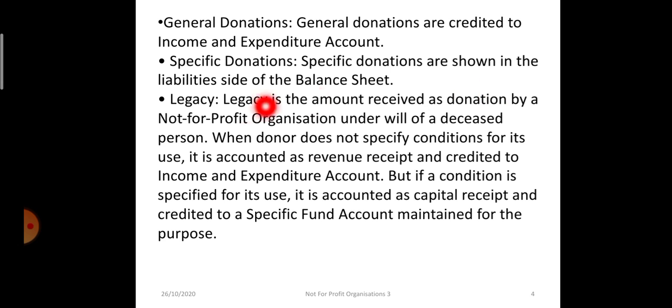Legacy is the amount received by the NPO under the will of a deceased person. Before death, a person makes his will, and if he donates some portion of his property towards an NPO, it is known as legacy. If the donor has not specified conditions, it will be treated as a revenue receipt and credited to income and expenditure. But if a condition is specified, it will be treated as a capital receipt and shown as a special fund on the liability side.